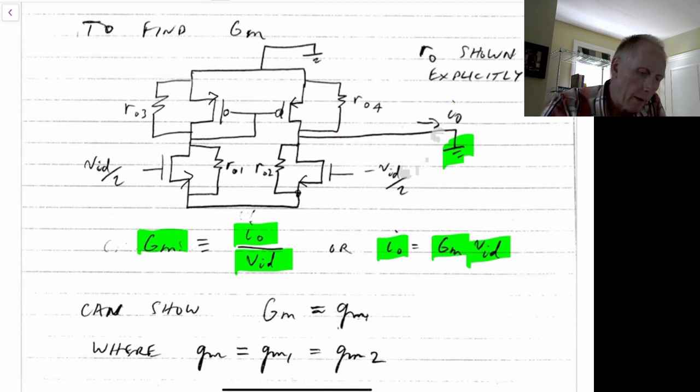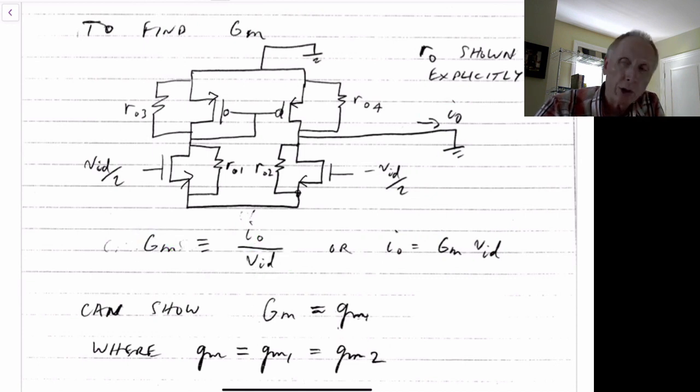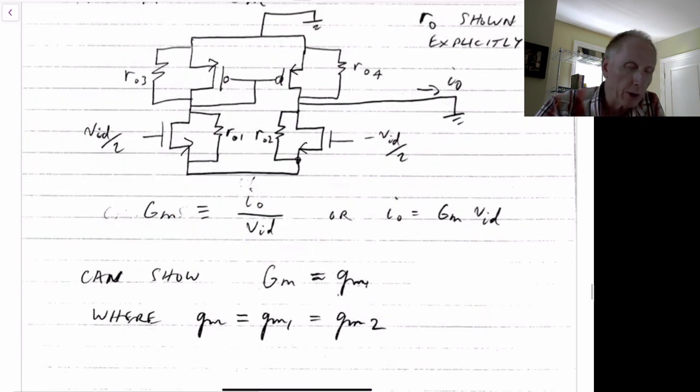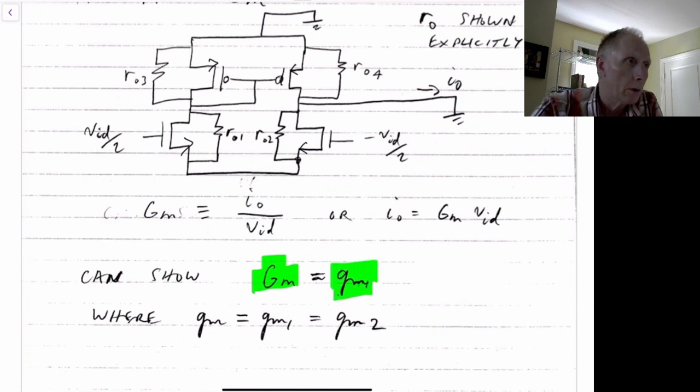If you do some analysis, you can show that GM in this case, the capital GM, is just equal to the small gm, the transconductance of M1 or M2. So GM, small gm, is just equal to gm1, which equals gm2.